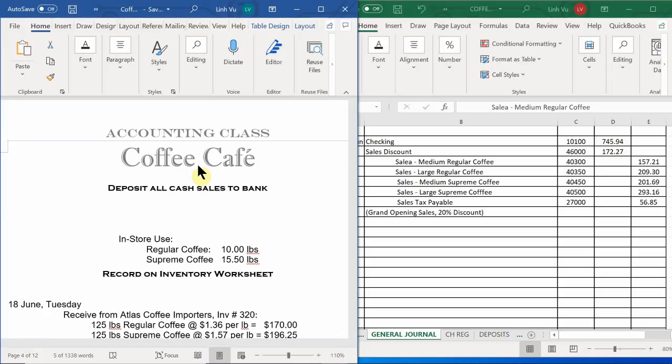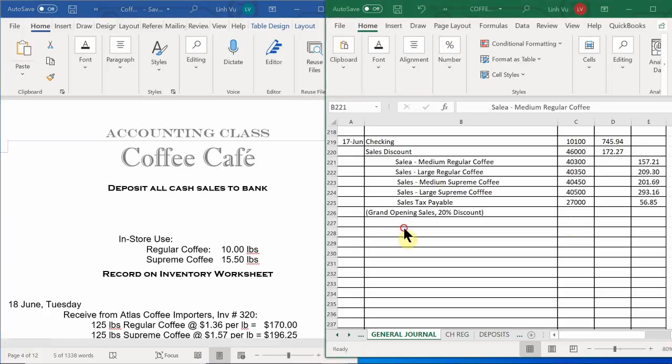What kind of inventory? Why do we need to keep track of regular and Supreme coffee? What kind of inventory is it? I want to say weighted average. Okay, not costing method. What tracking method? Perpetual. It's perpetual inventory. That's why we need to keep track of it all the time. So in this case, we need to take out from our inventory.